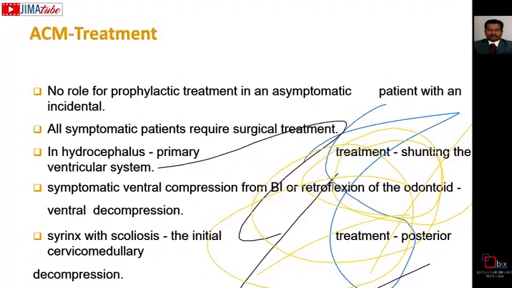Treatment of Arnold-Chiari malformation. There is no role for prophylactic treatment in asymptomatic patients. All symptomatic patients require surgical treatment. In hydrocephalus, we have to do shunting. For symptomatic ventral compression from basilar invagination or retroflexion of the odontoid, we have to do ventral decompression. For those with syrinx with scoliosis, initially the treatment is posterior cervical medullary decompression.